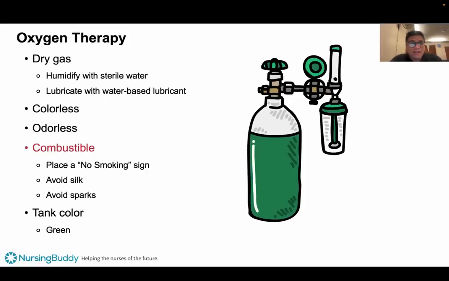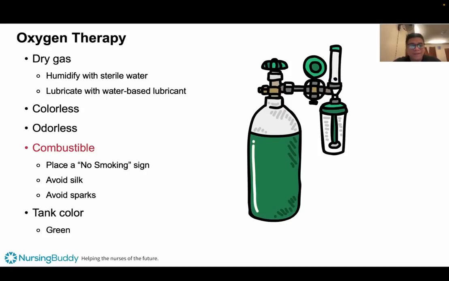Okay, kasi naaamoy mo. No, it's actually odorless. And aside from that, kapatid, it's also highly combustible. That's why we must place a no smoking sign. Okay, this is for the safety of our patient. We should also avoid silk. Okay, avoid silk fabrics and also avoid sparks. So we must place a no smoking sign.